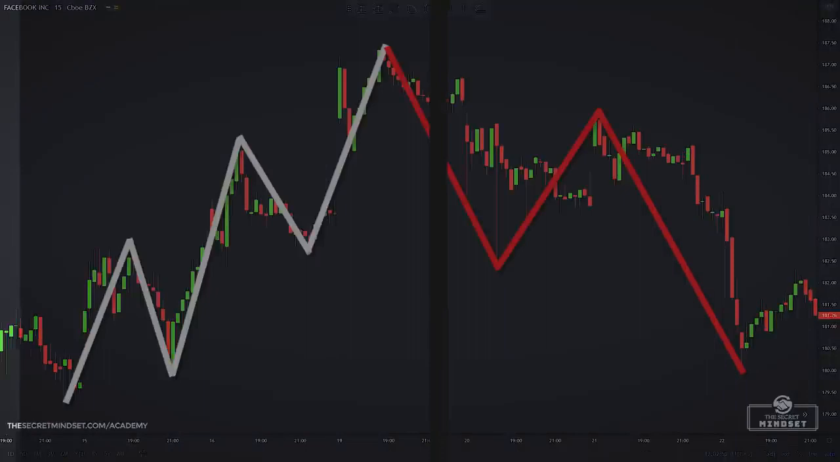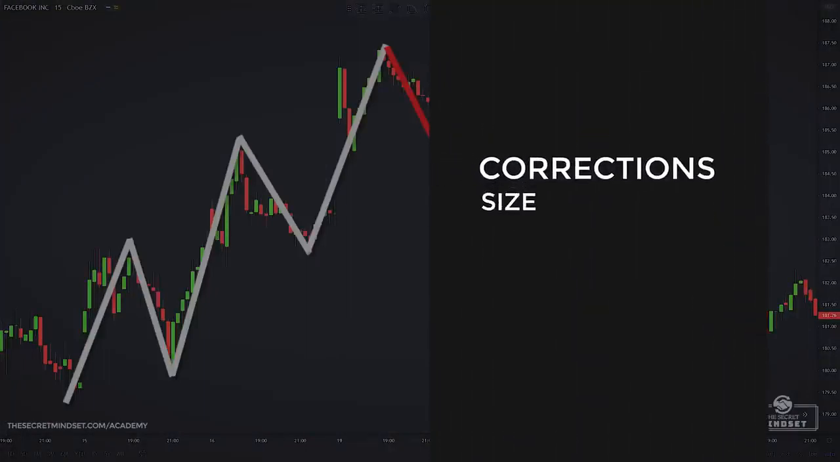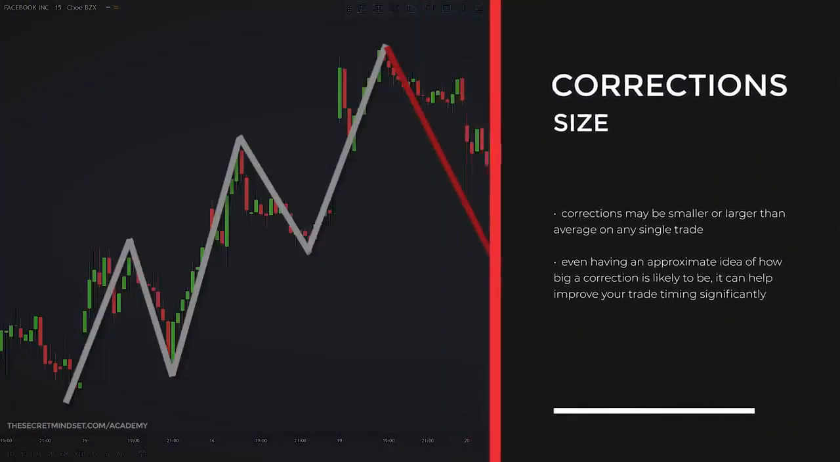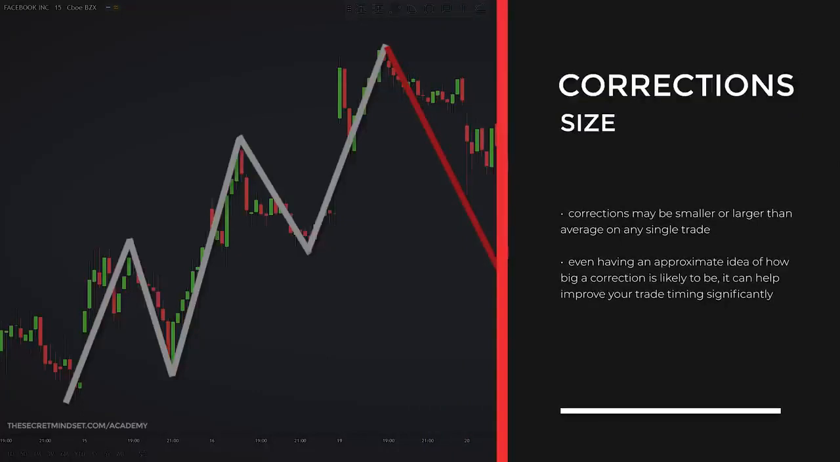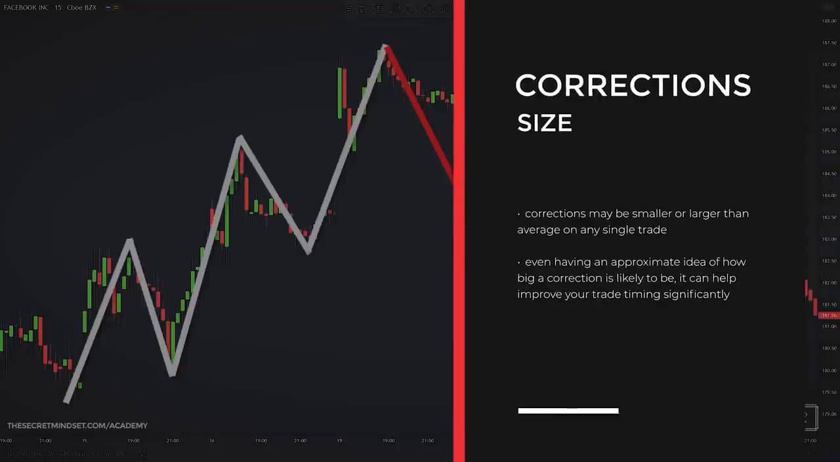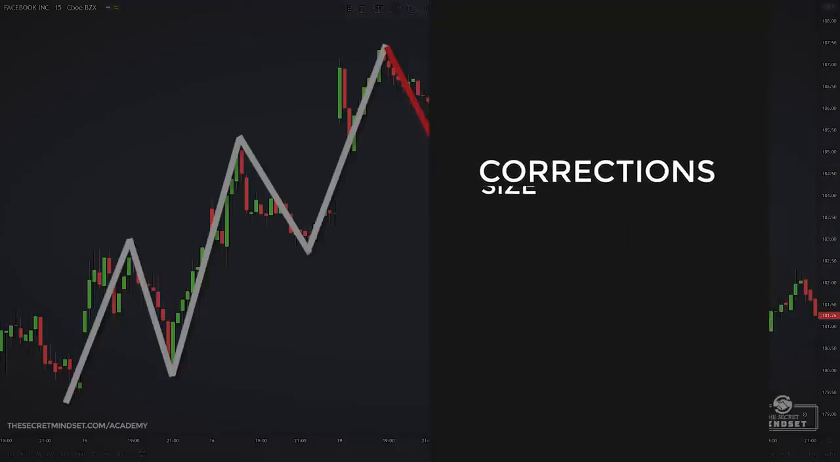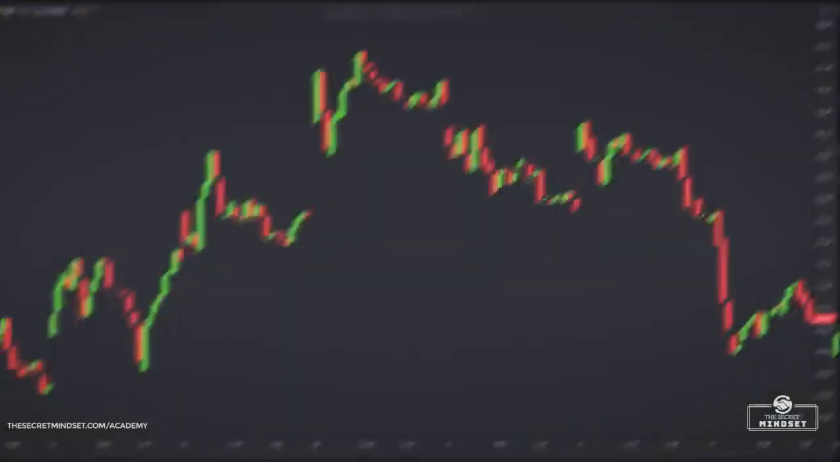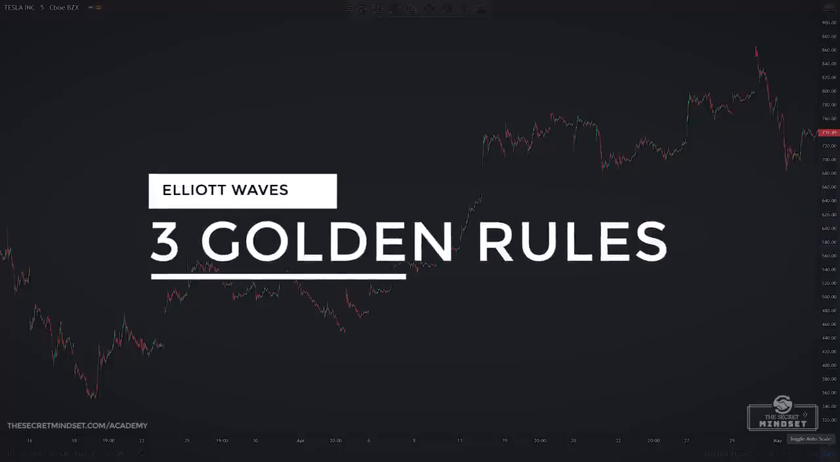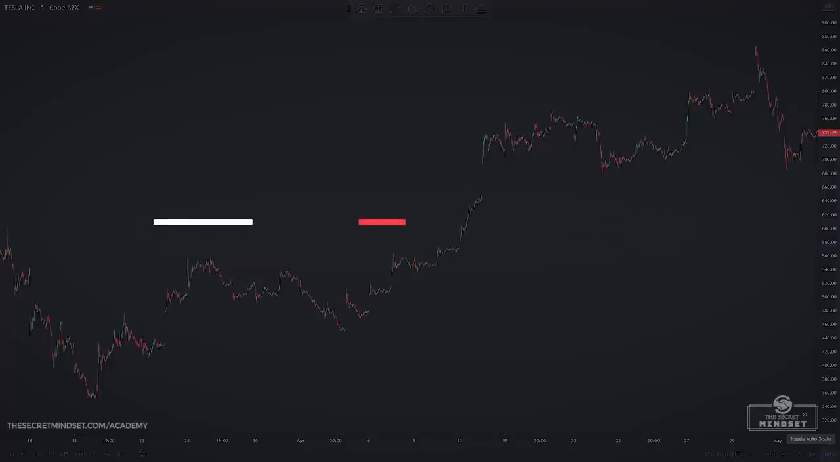These are averages seen over many trades and trends. Corrections may be smaller or larger than average on any single trade. Yet, even having an approximate idea of how big a correction is likely to be can help improve your trade timing significantly. There are 3 important rules in labeling waves.